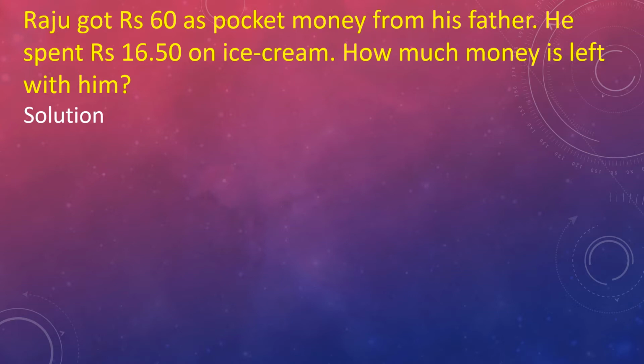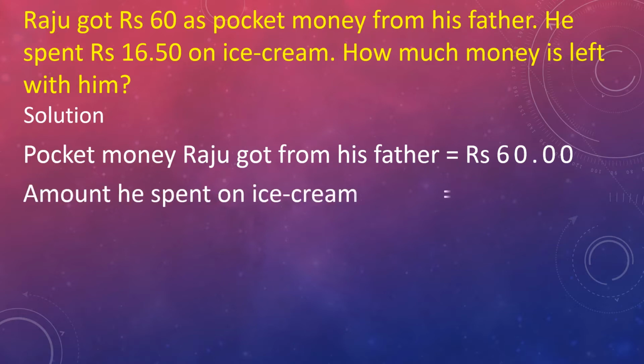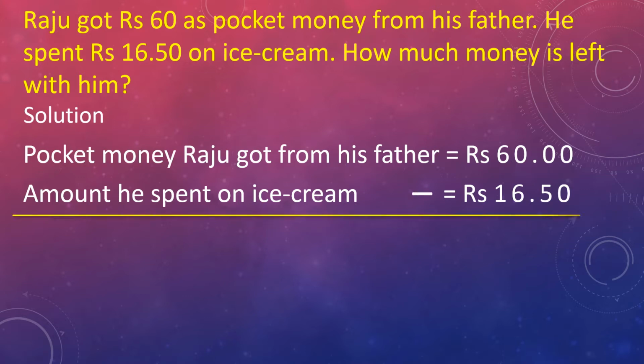Read the question carefully. How much money is left? And left means subtraction. So we have to do subtraction in this question. See, Raju got rupees 60 as pocket money from his father. So the first statement is pocket money Raju got from his father is equal to rupees 60.00. He spent rupees 16.50 on ice cream. So the second statement is amount he spent on ice cream is equal to rupees 16.50. Now we draw a line so our answer can go below it, and we write a minus sign on the left to show that we are doing subtraction.